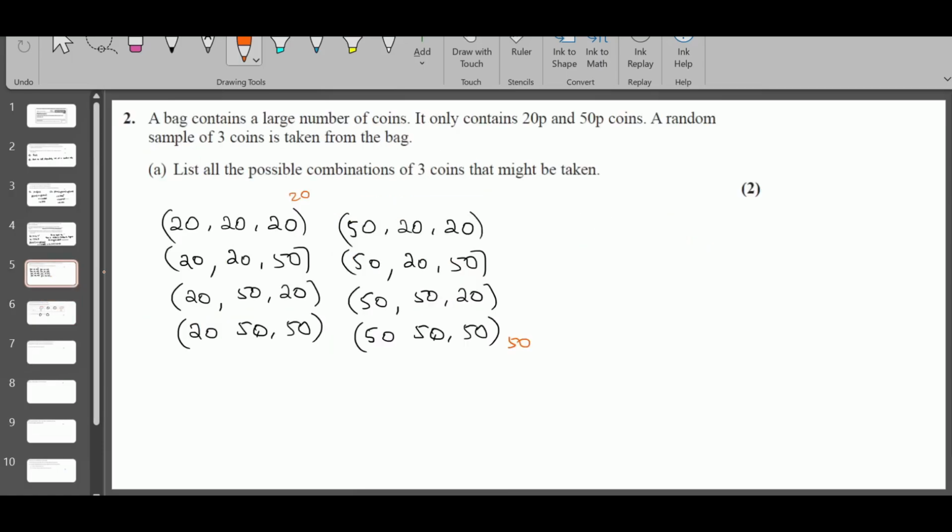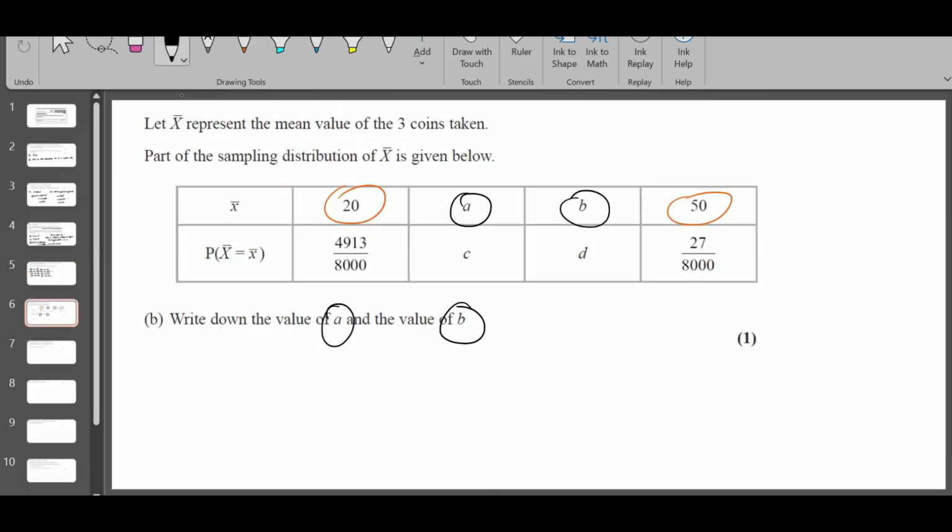Take one other combination. For example, this 20 plus 20 plus 50, that's 90 divided by 3. So you're going to get 30. That's one value. We take this 120 divided by 3, you'll get 40. So you can simply write A is equal to 30 and B is equal to 40. You don't need to show any working.